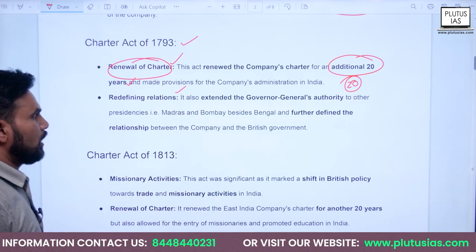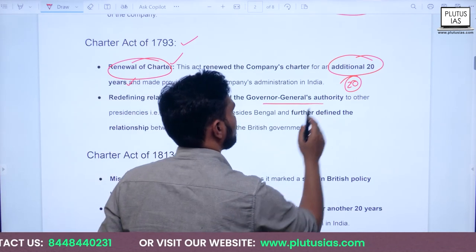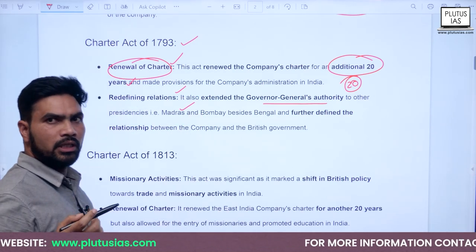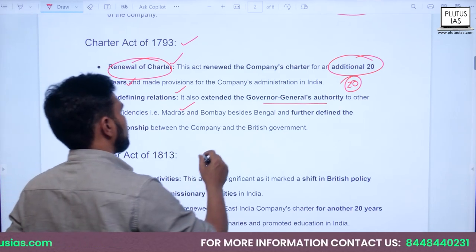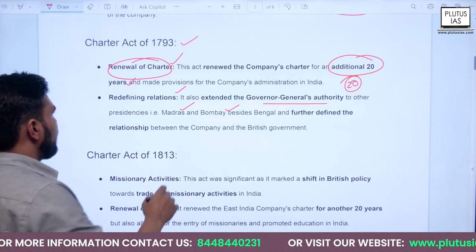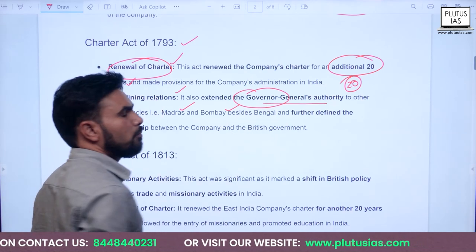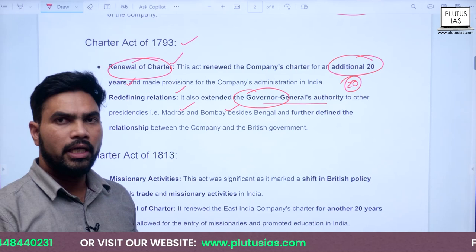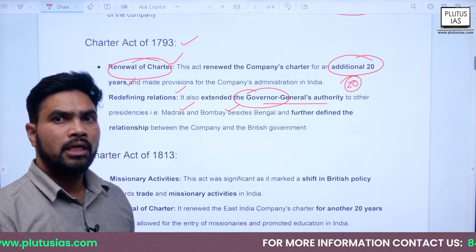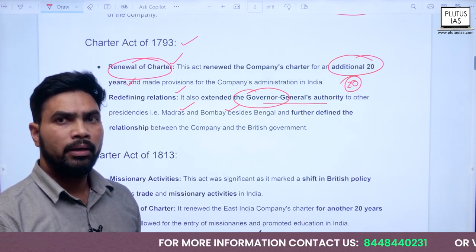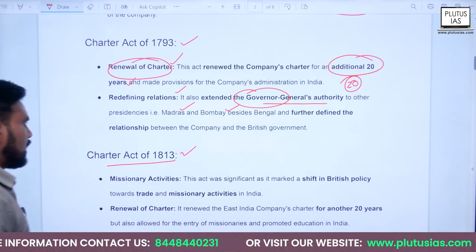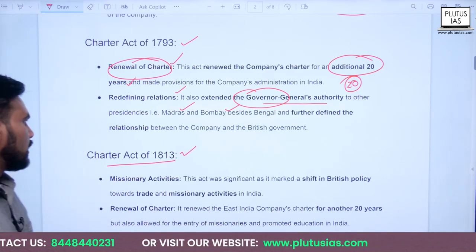Redefining relations: it extended the Governor General of Bengal's authority to the other two presidencies, the Madras Presidency and the Bombay Presidency. In this way, the Governor General of Bengal's authority was further extended to the Madras Presidency and the Bombay Presidency.